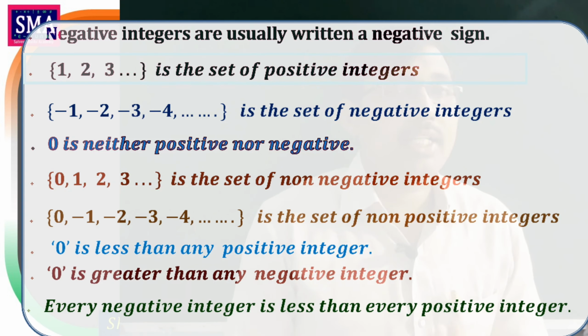0 is greater than any negative integer. 0 is less than any positive integer. 0 is greater than any negative integer. Okay. These are all integers.